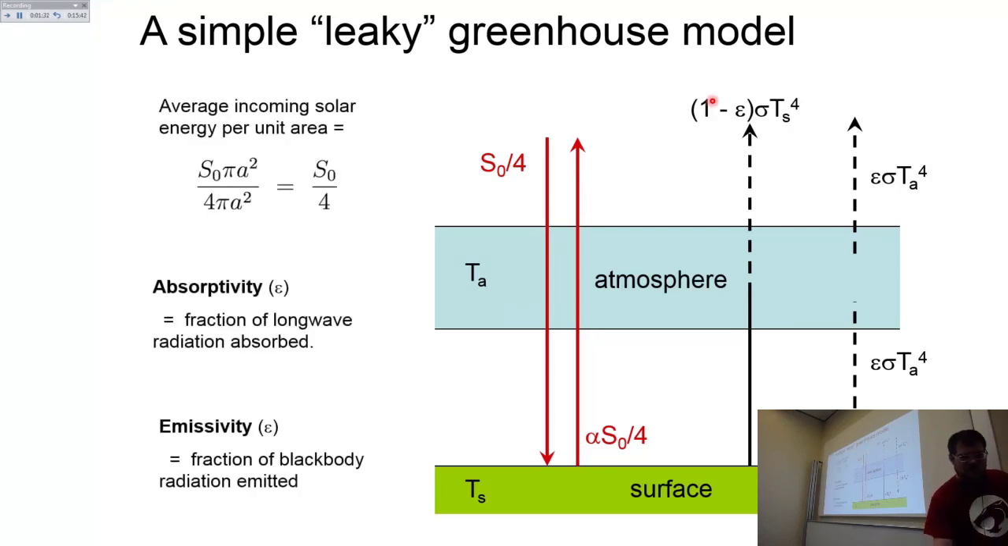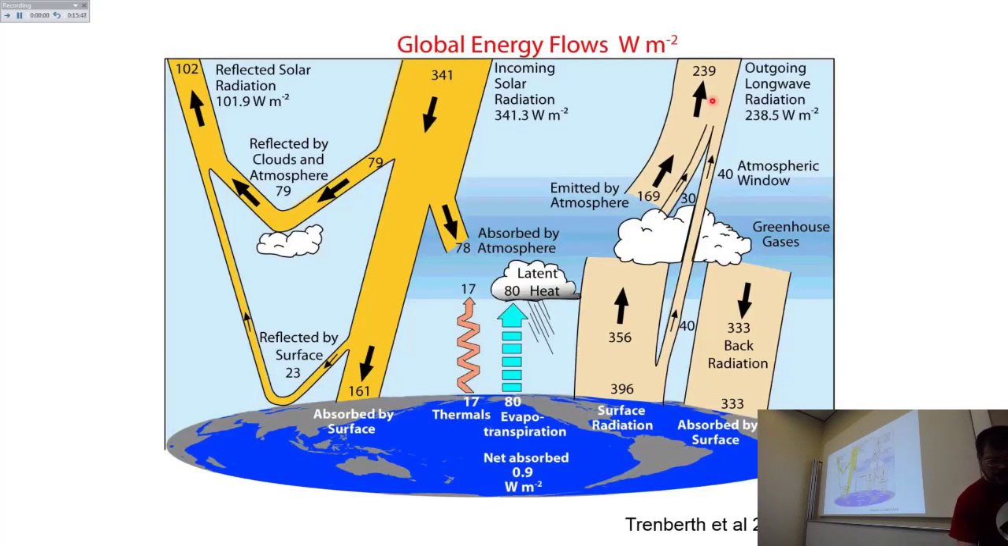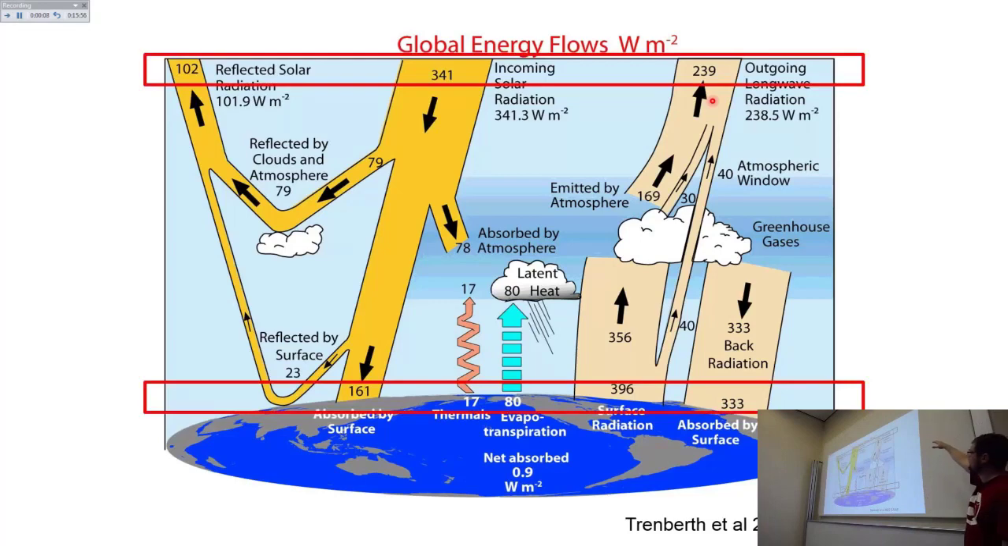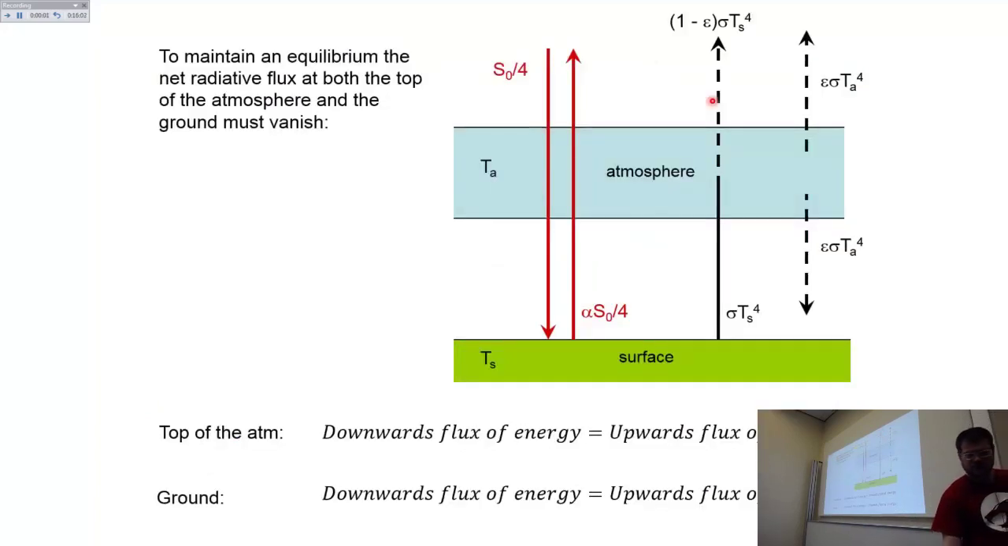So what we do now, now that's explained those things, is we basically think about, can we do the same kind of balance as we did for the simple model by just looking at the top of the atmosphere and at the bottom of the atmosphere, can we balance all of the fluxes of radiation? So at the top of the atmosphere, we're looking at the downwards flux of energy equaling the upwards flux of energy, and at the bottom of the atmosphere doing the same thing.